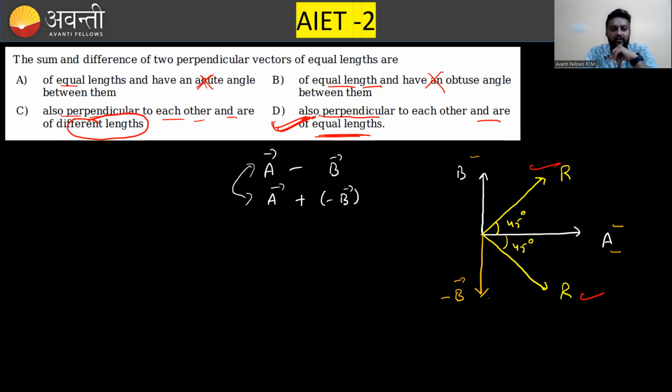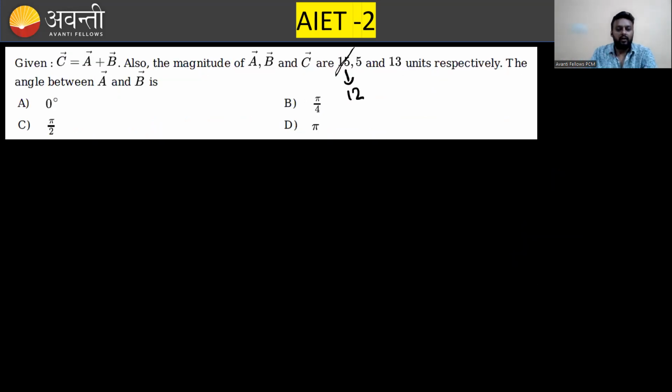Clear? Moving further. Okay. The next question is, given C is equal to A plus B. Also, the magnitudes of A, B, C are, okay, there is a printing mistake in the paper. This is not 15, this is 12 actually. 12, 5 and 13 units respectively. So what should be the angle between A and B?